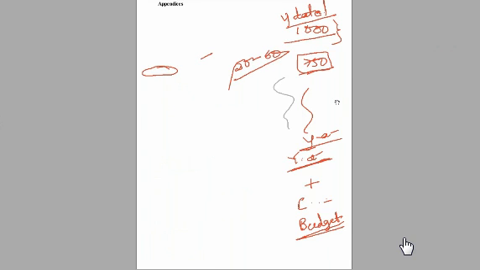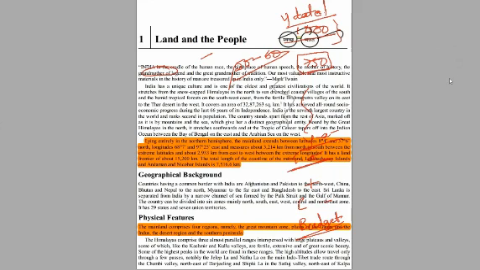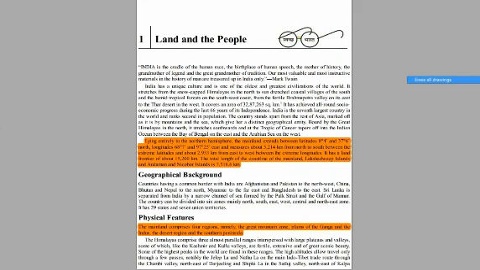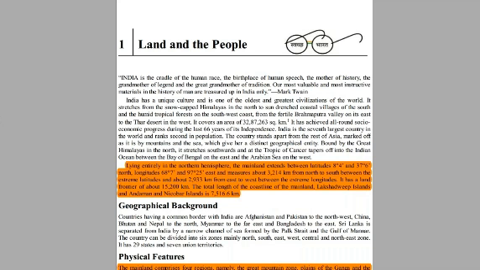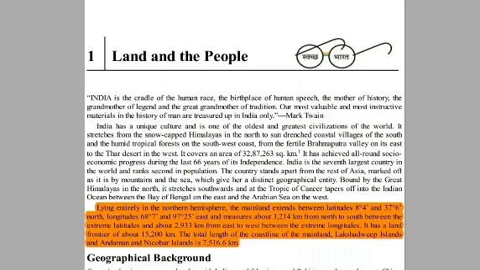So basically, in this particular chapter, that is the first chapter, what are the important points? I've highlighted the important points. I'll be just telling you about these particular points. Just go through these particular points.